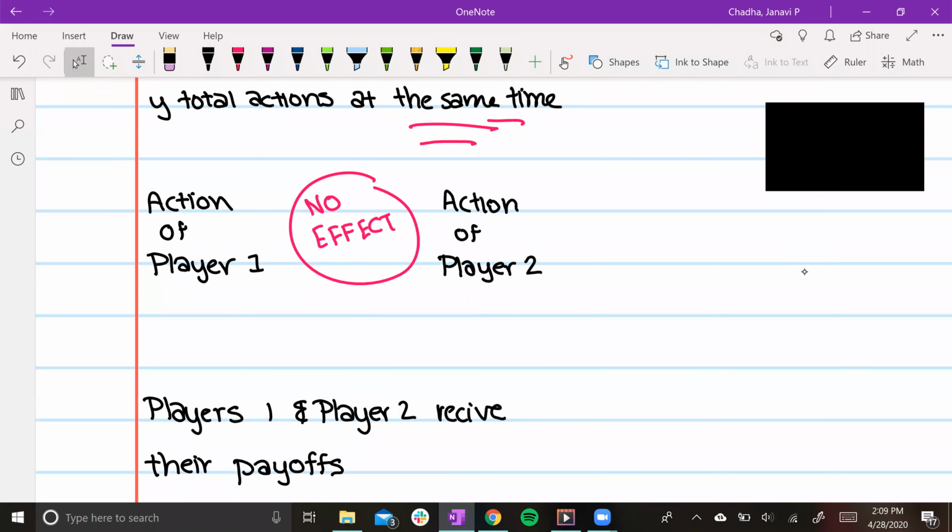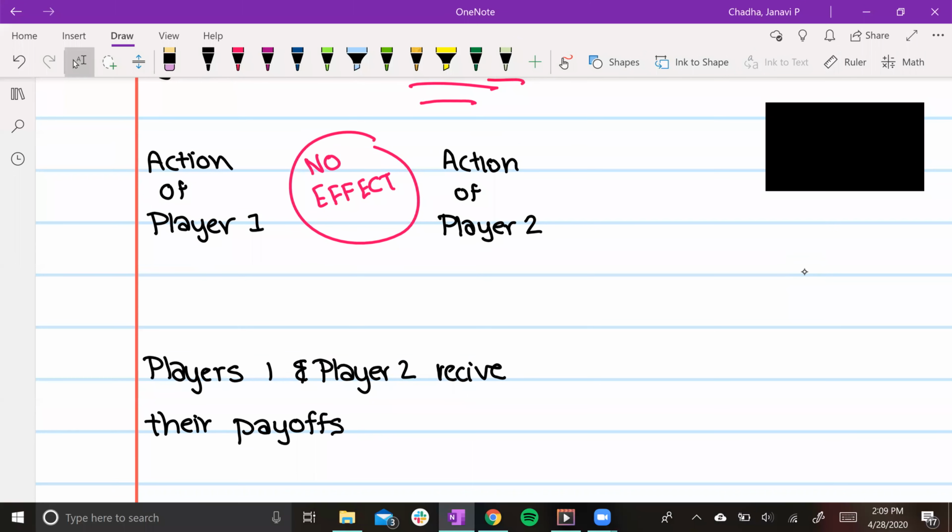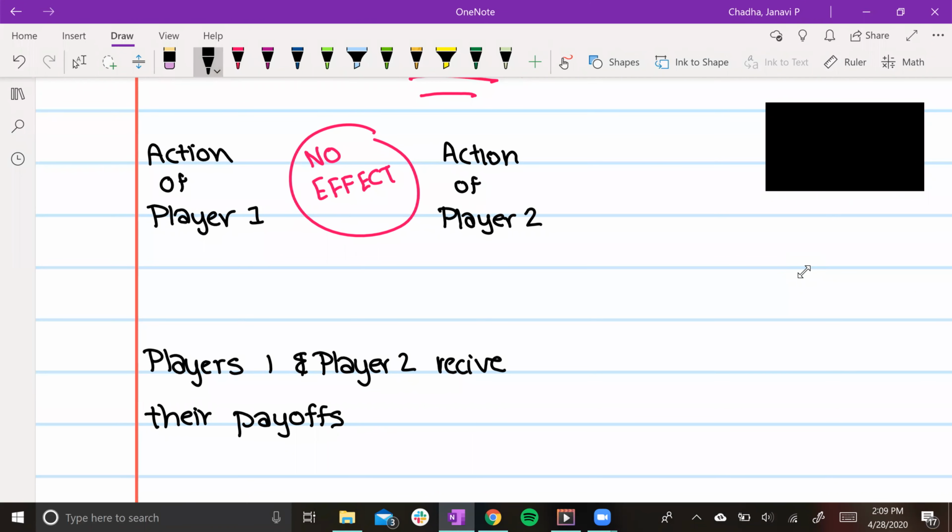This means that player 1 and player 2 receive their payoffs at the same time, after they both choose their actions. A classic example of this is a prisoner's dilemma.